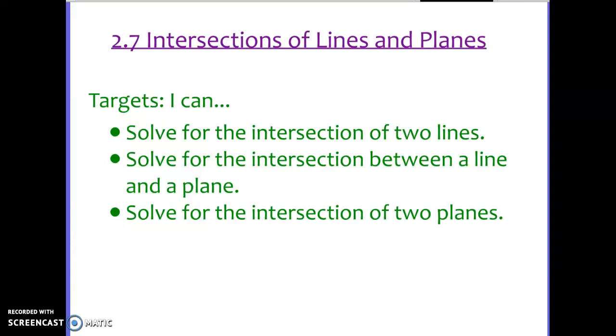Hi, in this video we're going to talk about solving for the intersection between lines and planes, and specifically we're going to look at the first two targets that you see on the board right now: solving for the intersection between two lines and solving for the intersection between a line and a plane.